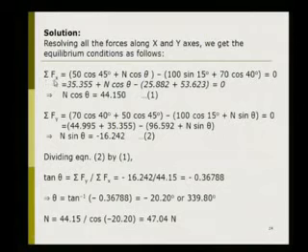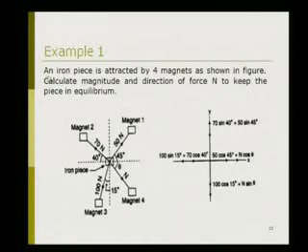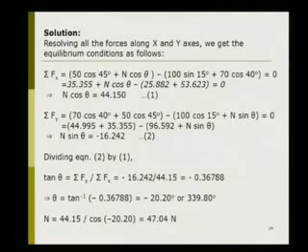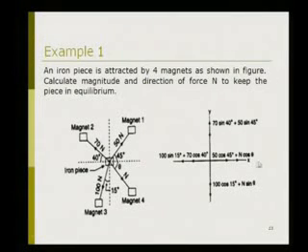Summation of Fx should be equal to 0, because it is given in the problem to calculate the magnitude and direction of the force N to keep the piece in equilibrium. So we consider that there is equilibrium, and we write summation of Fx is equal to 0. Summation of Fx means the algebraic sum of all the forces in the x direction. In the x direction, n cos theta and 50 cos 45 on the right hand side are considered positive, and the two forces 100 sin 15 and 70 cos 40 are negative because they are acting in the left hand side direction.